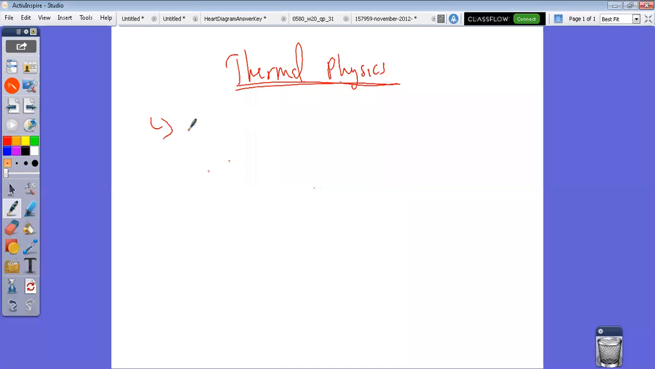So now let's start the term of physics. Let's start with heat. This is a general topic, but it has some calculations. So what do you understand by heat? What are we talking about when we talk of heat? We can define heat. What do you think is heat?